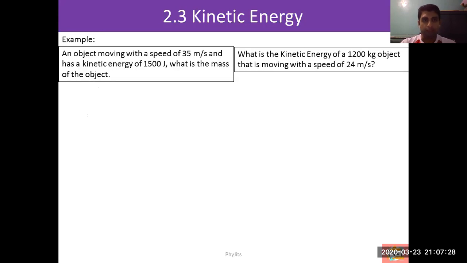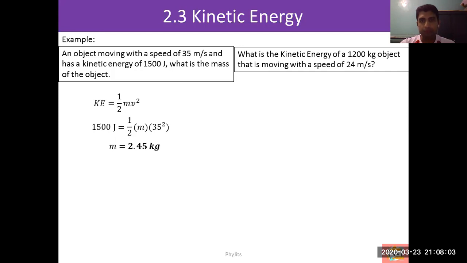Let's see another example. An object moving at a speed of 35 meters per second has a kinetic energy of 1,500 joule. What is the mass of the object? In this question, you are given the speed and the energy, and you are asked about the mass of the object. Again, the word is kinetic energy. Use the formula, substitute in accordingly, make m the subject and solve it. You will get m as 2.45 kilogram.